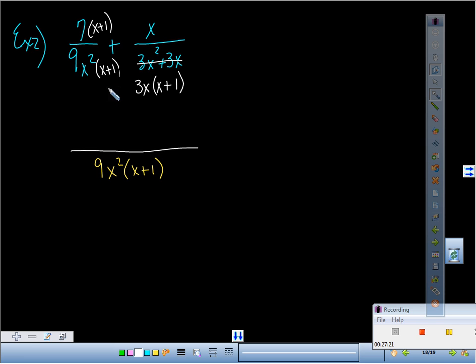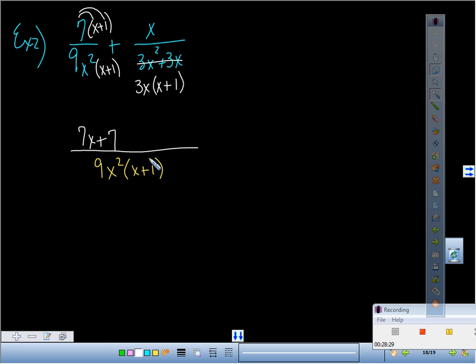Listen to this. What's the only thing that you can multiply a number by and not change it? 1. What's x plus 1 over x plus 1? 1. That's why, people. It's not because the rule says whatever you multiply the bottom by, you multiply the top by. I'm just trying to write this in a different way. Okay? Now, what property are we using here? Distributive. What's 7 times x? What's 7 times 1?